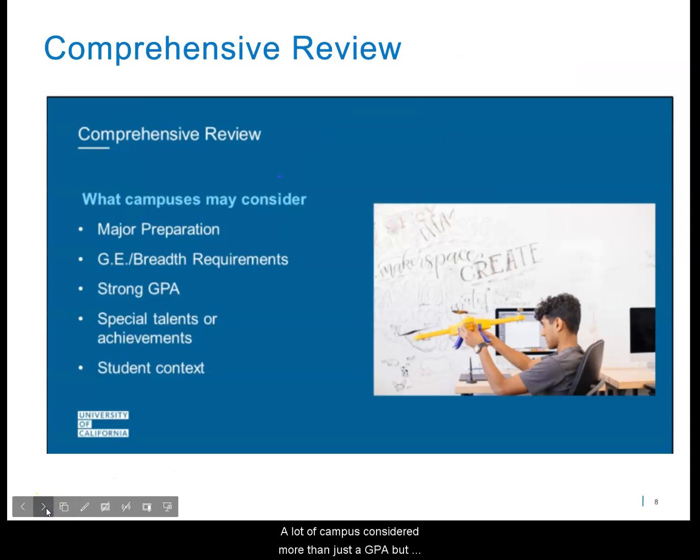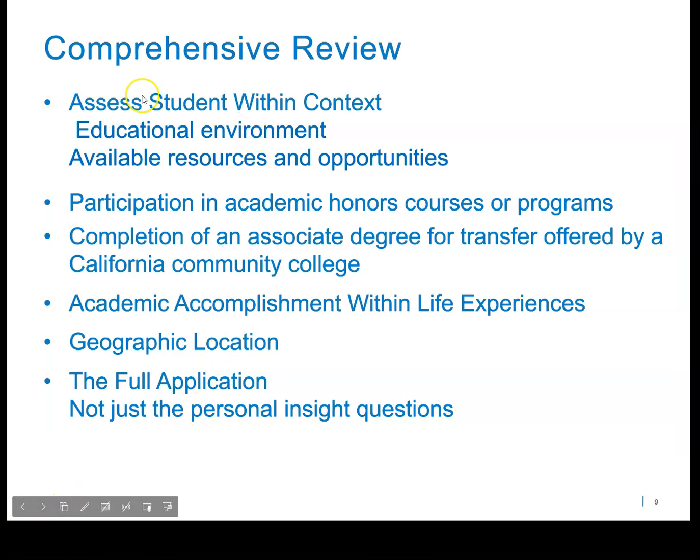Comprehensive review. A lot of campuses consider more than just the GPA, but they do want a strong GPA. They do look at major preparation, your general education breadth requirements, any special talents or achievements, student context. With student context, they look at educational environment or available resources and opportunities, participation in academic honors courses or programs, any completion of an associate's degree for transfer offered by the California Community College. They do look at academic accomplishments within life experiences, geographic location where you basically have lived. They look at the full application, not just the personal insight questions.